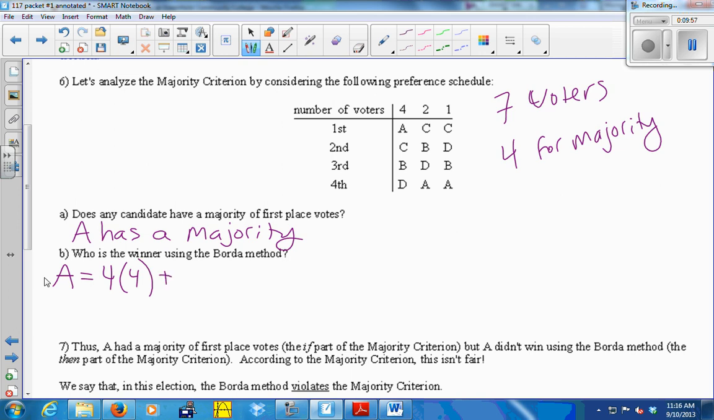And then 2 people have candidate A in last place, and last place votes are worth 1 point. And then 1 person has candidate A in last place, and last place votes are worth 1 point. So you add those up, you get 16, 18, 19.